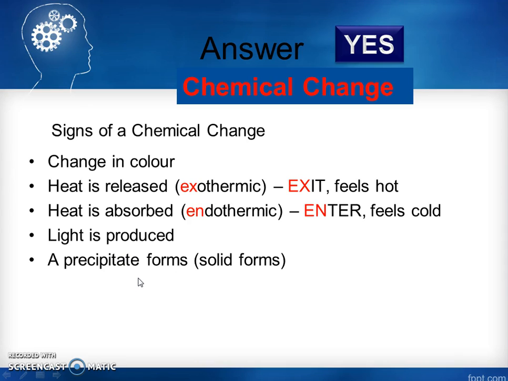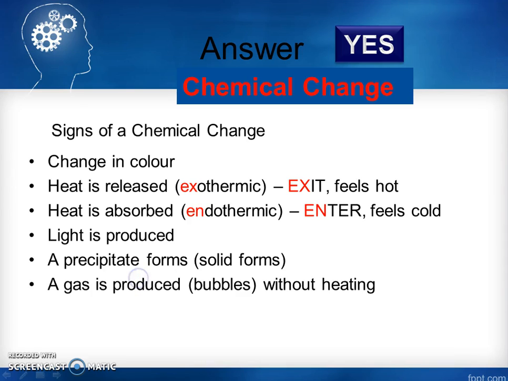A precipitate is a word we use for a solid. So if two liquids come together and make a solid, it's called a precipitate. If a gas is produced, note here, without heating, so you just pour two liquids together that weren't bubbling and they start to bubble, well then it's a chemical reaction. Or a change in odor is another sign of a chemical reaction.